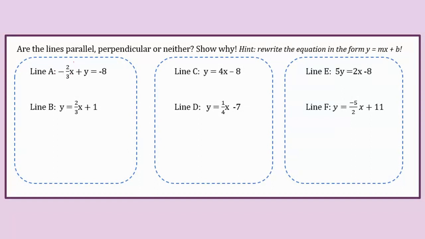I'm going to go ahead and add 2/3 x to both sides, and that'll get me y by itself. Y equals 2/3 x minus 8. Well, this is already in the right form, so let's take a look at their slopes. 2/3 and 2/3. Let's just double check. Okay, my y-intercepts are not the same. They have the same slope, but a different y-intercept. So lines A and B are parallel. A is parallel to B.